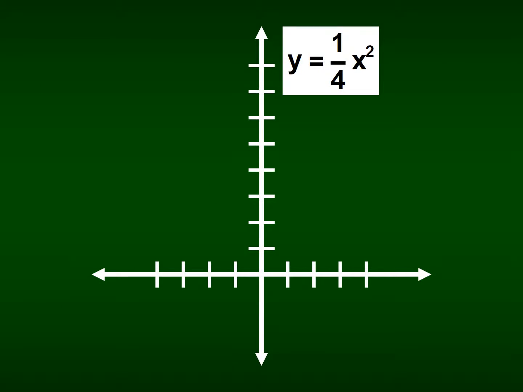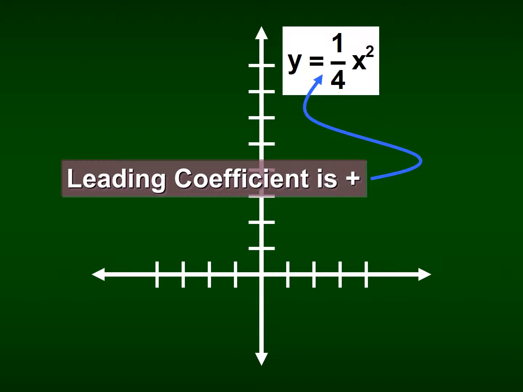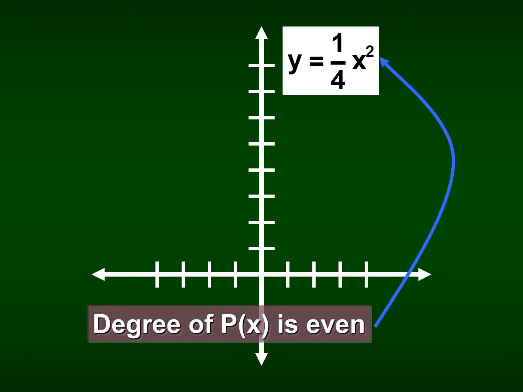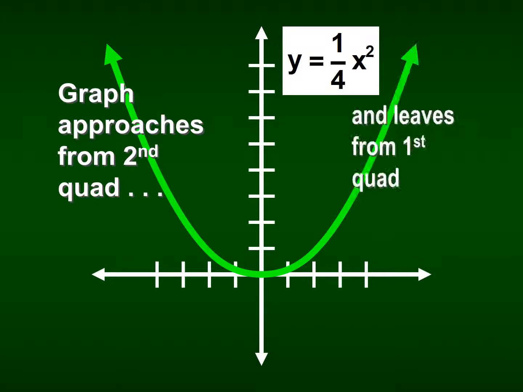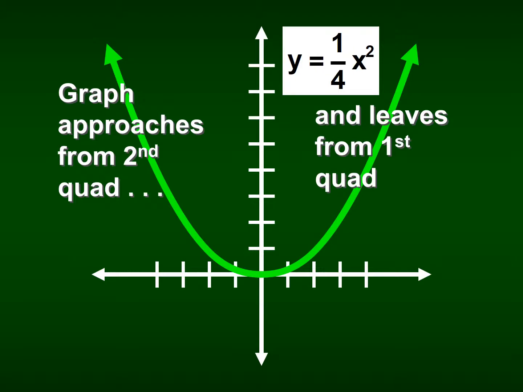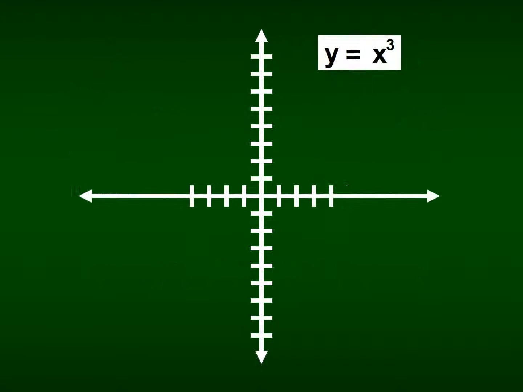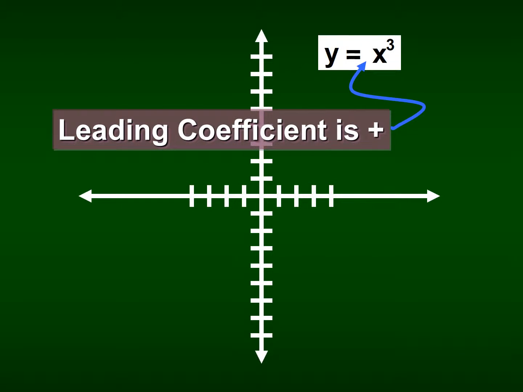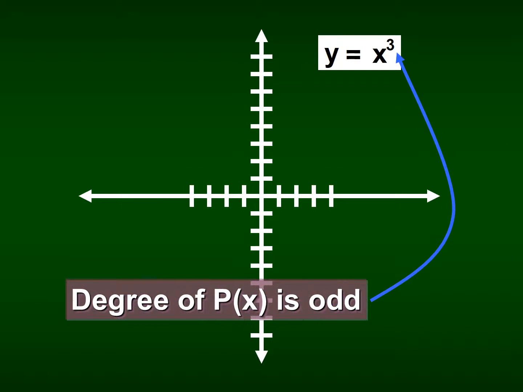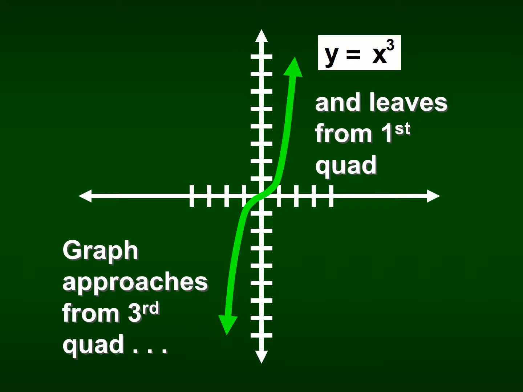So here's an example of a polynomial function, 1/4 x squared. If you notice, our leading coefficient is positive, and the degree of our polynomial is even because our degree is 2. So that means that the graph approaches from the second quadrant and leaves from the first quadrant. Now x cubed. For this, our leading coefficient is positive. It's actually a positive 1 because there's an invisible 1 there. And the degree of our polynomial is odd because it's a degree 3. So it's going to approach from the third quadrant and leave from the first quadrant.